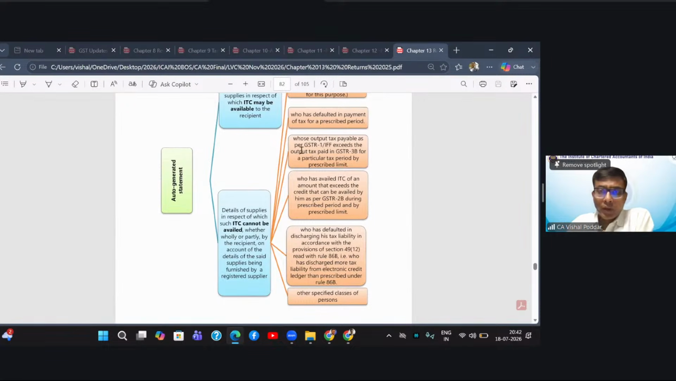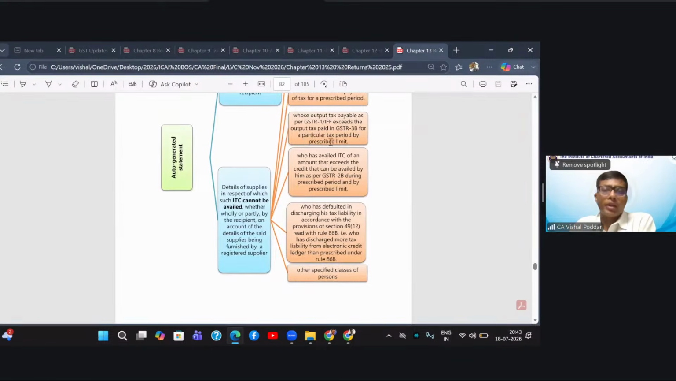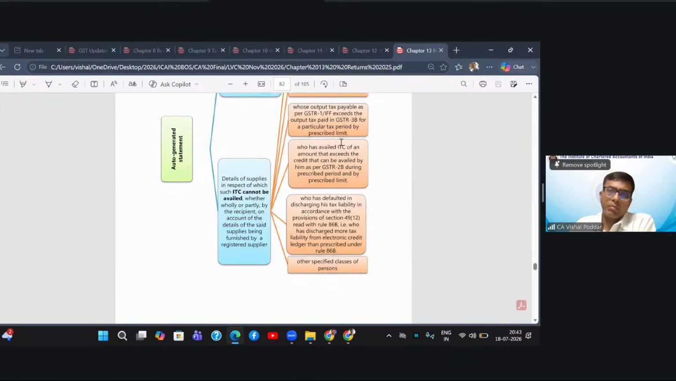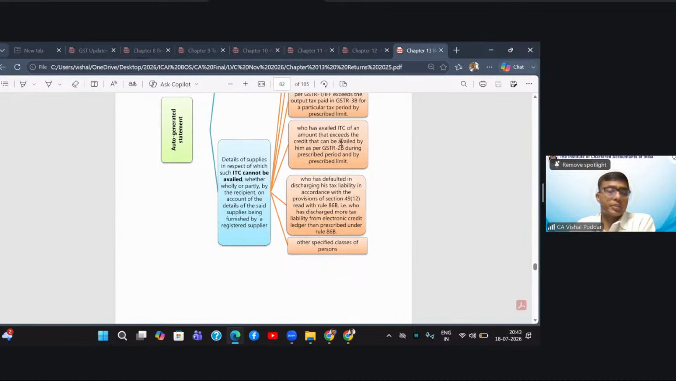Next, where my supplier has shown details of output tax in his GSTR1 which is exceeding the final tax which he has paid in GSTR 3B. So my supplier uploaded 100 invoices in the GSTR1, showing total value as 20 lakhs, but in GSTR 3B only paid tax showing the sales of 18 lakhs. So where there is a difference in the GSTR1 and 3B of my supplier exceeding a limit, again my ITC may not be available of such supplier.